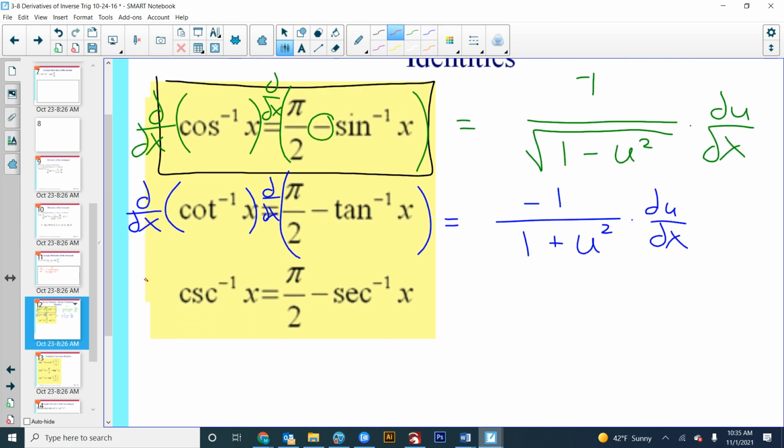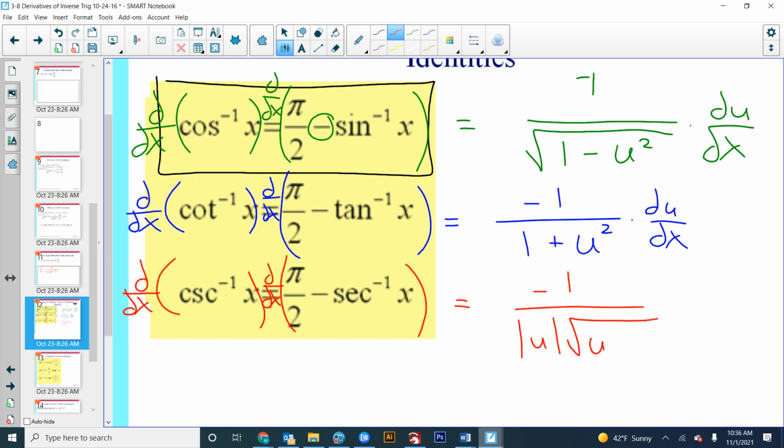Well, wait, we don't have the derivative of cosecant yet. Cosecant inverse. Good news. Great news. Negative 1 over absolute value u times the square root of u squared minus 1 times du dx.